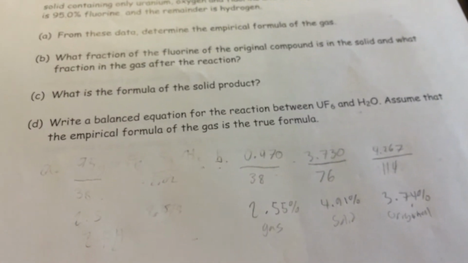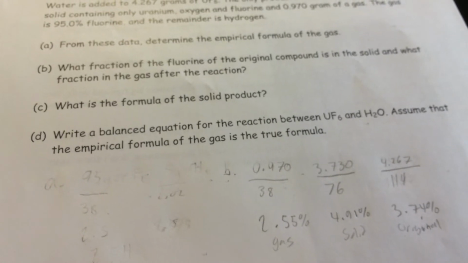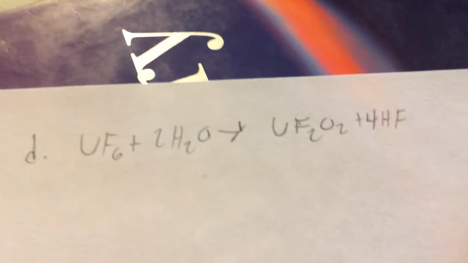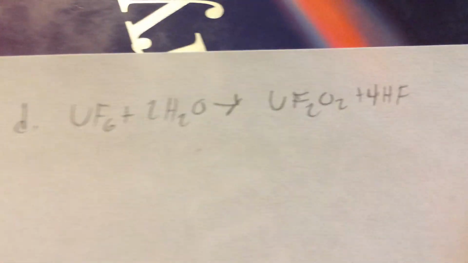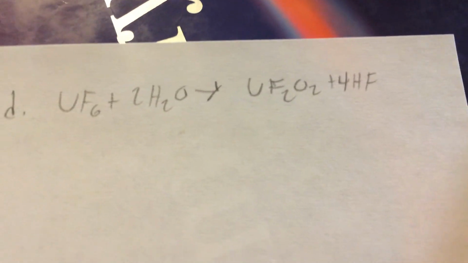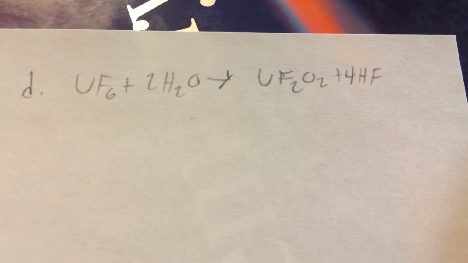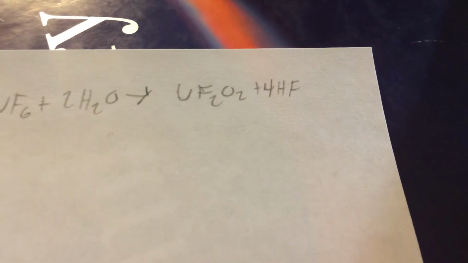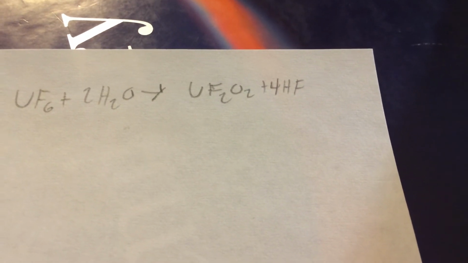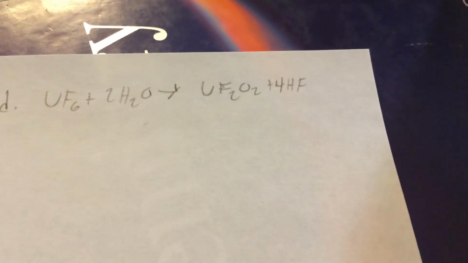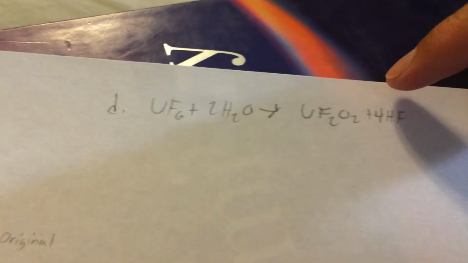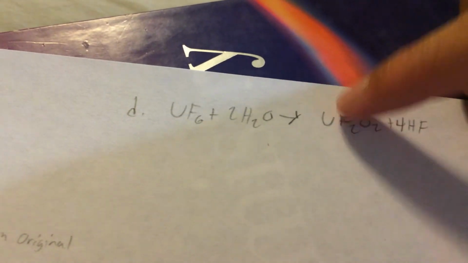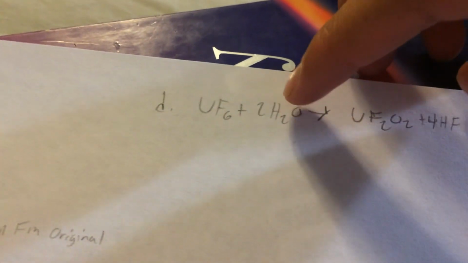Now, for question D, it is write a balanced formula for the reaction between UF6 and H2O. Assume that the empirical formula of the gas is also the true formula. So for this one, this is pretty easy because all you really have to do is match up the hydrogens. So you have UF6 plus 2 H2O, which yields UF2O2 plus 4 HF. And you see there's 4 hydrogen and 4 hydrogen, and 6 fluorine, 1 uranium, and 2 oxygen.